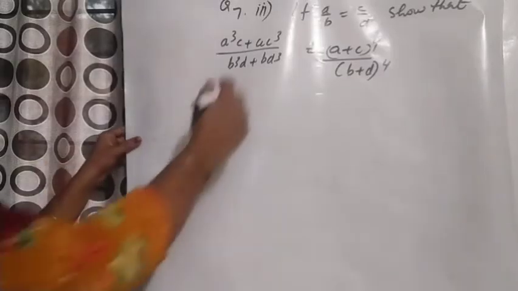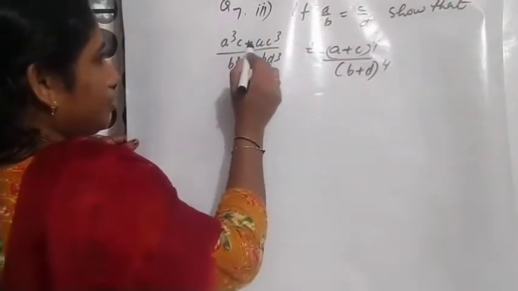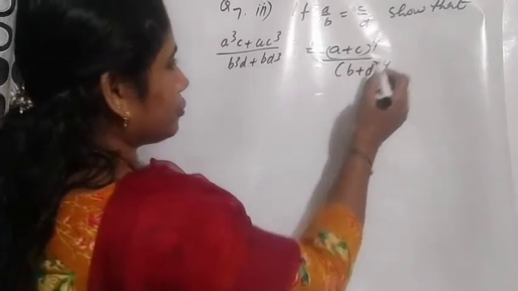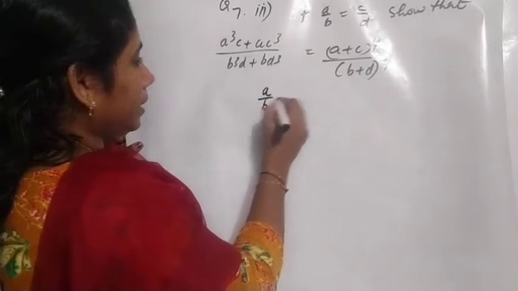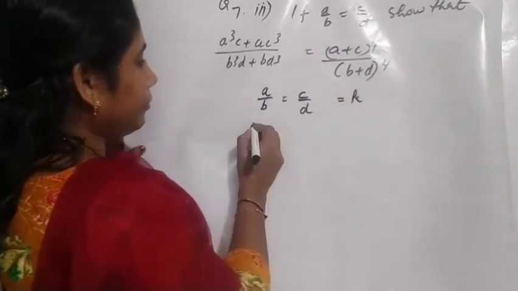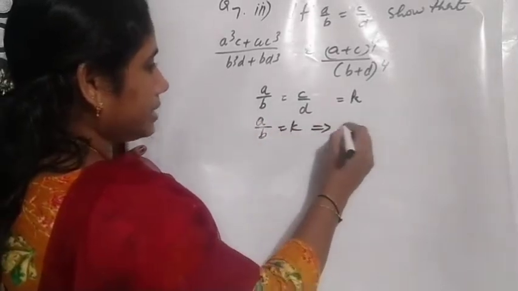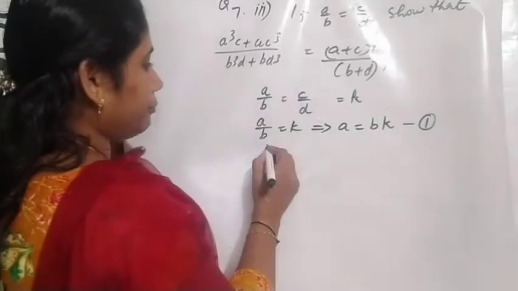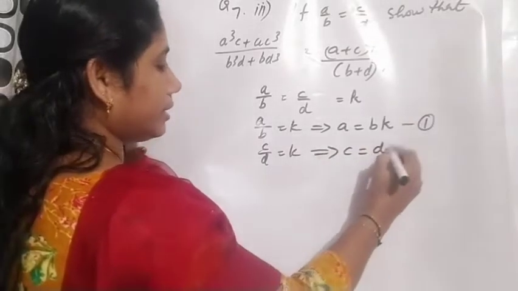Next is question number 7, third one. If A by B equals C by D, show that (A cube C plus AC cube) by (B cube D plus BD cube) equal (A plus C) raised to 4 by (B plus D) raised to 4. First we have A by B equal C by D. Let it be equal to K. If A by B equal K, that implies A equal BK. And similarly, if C by D equal K, which implies C equal DK.